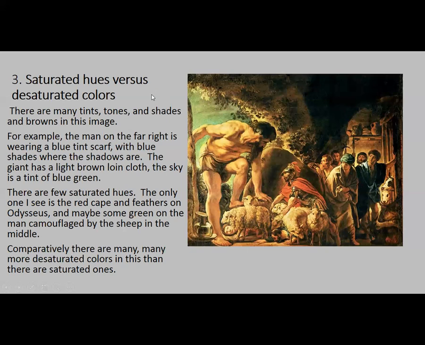There are very few saturated hues. For example, in the cape of Odysseus and in the feathers in his cap, those are a pretty saturated red, although there are areas that have desaturated shadows in them, but we see this really strong red there. And maybe this guy down here has some straight up green from the color wheel, but there are not very many saturated hues in this image. So comparatively, there are many, many more desaturated colors in this than there are saturated hues.